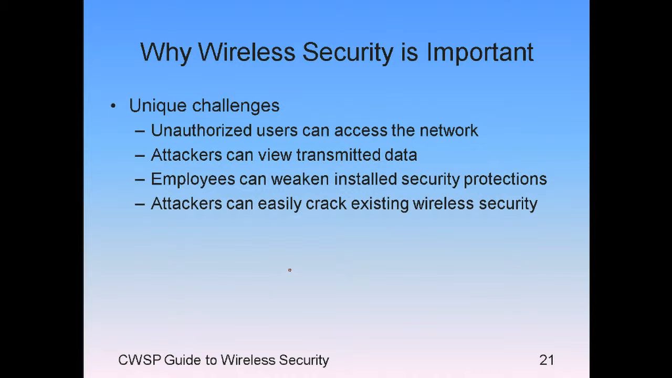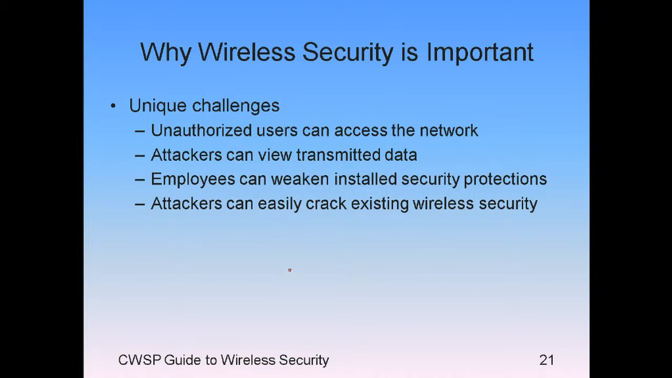The unique challenge is unauthorized users can access the network, because in a wireless world, anybody that can receive the RF signal can see the network, can try to get onto the network. If they can get on the network, and in many cases even without getting on the network, you can view the transmitted data. It may or may not be encrypted, but it can be viewed using scanning software, or something like Wireshark or tcpdump on a Linux system.